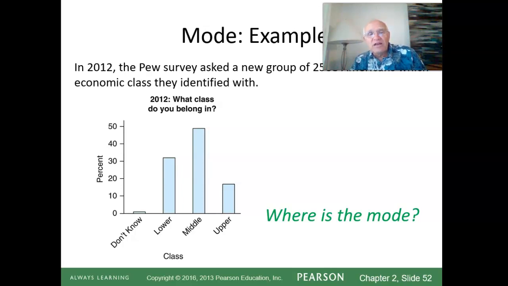Lower, middle, or upper class, and there are a few that said they don't know. What's the mode here? Well, it's pretty obvious, right? That's the most frequently occurring value. About 50% of the people identified themselves as middle class Americans. I hope that makes sense, and that we would call that the mode.